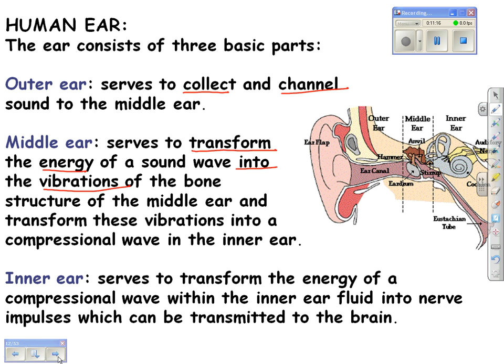You then have your inner ear that's going to transform the energy of a compressional wave into nerve impulses. Those nerve impulses go to your brain, and your brain then figures out what that sound actually is.